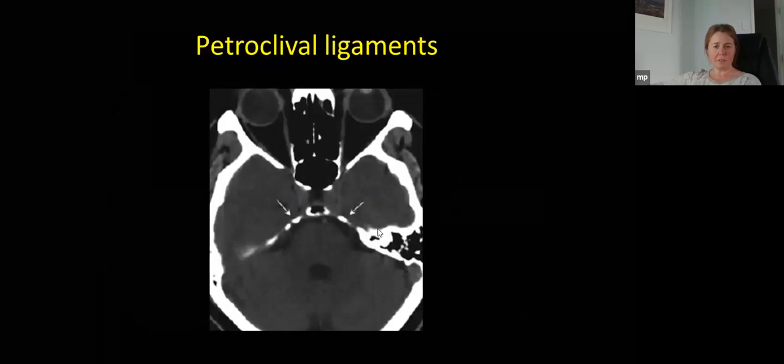The petroclival ligaments, so as its name implies, this is the petrous apex, this is the clivus, and of course the dural reflection, so petroclival ligament, very common. Let's move on to abnormal calcifications.